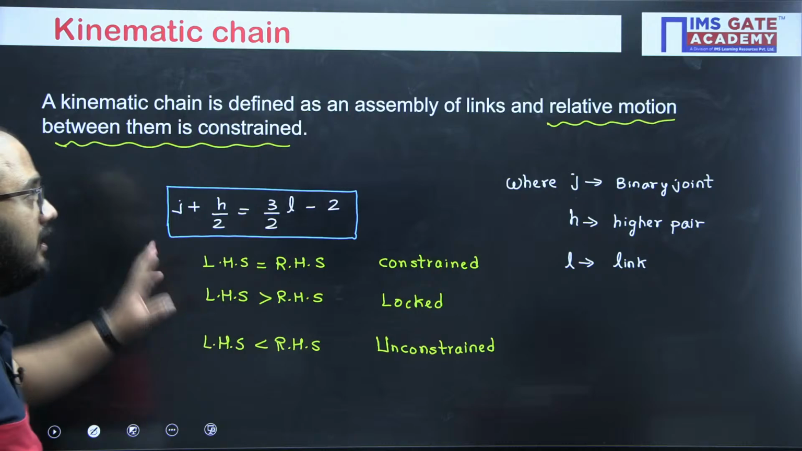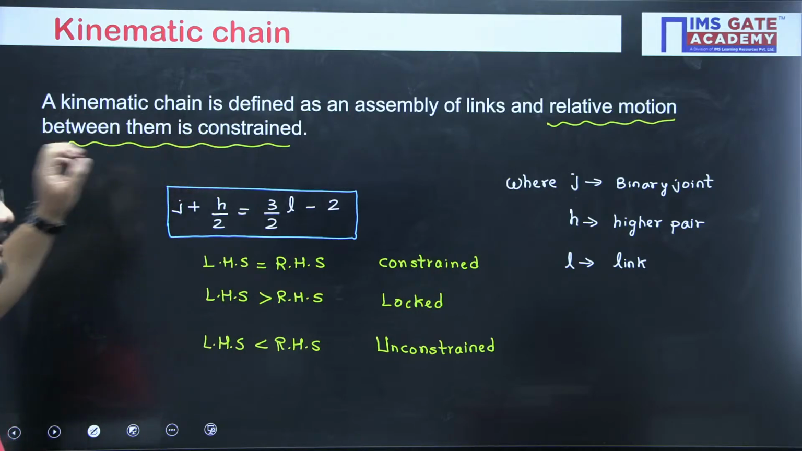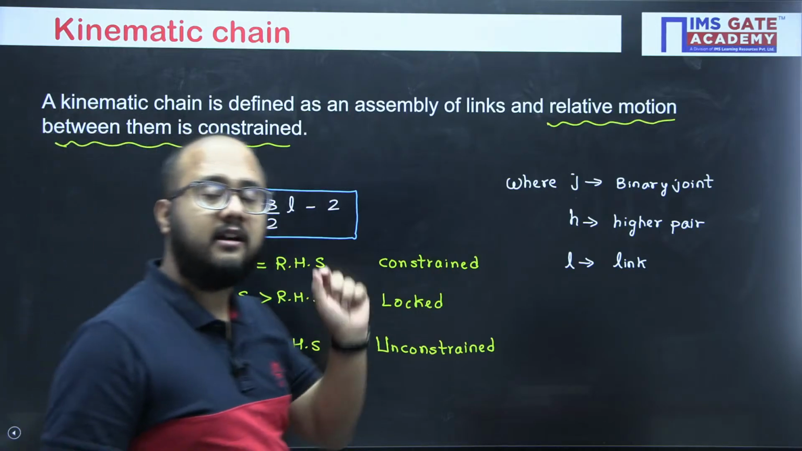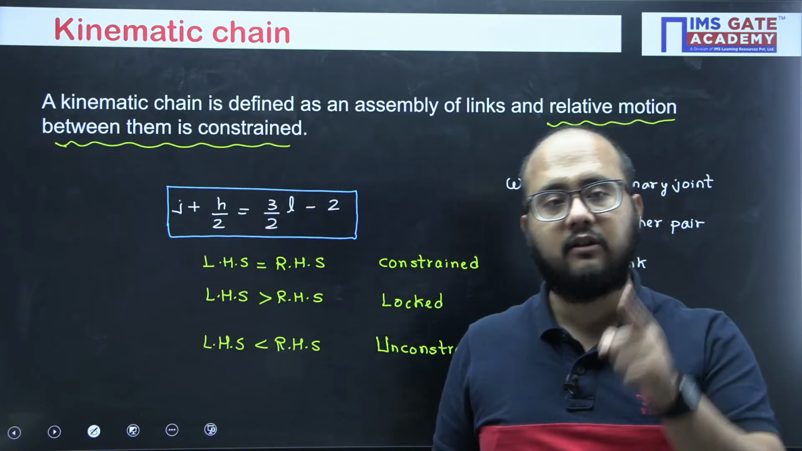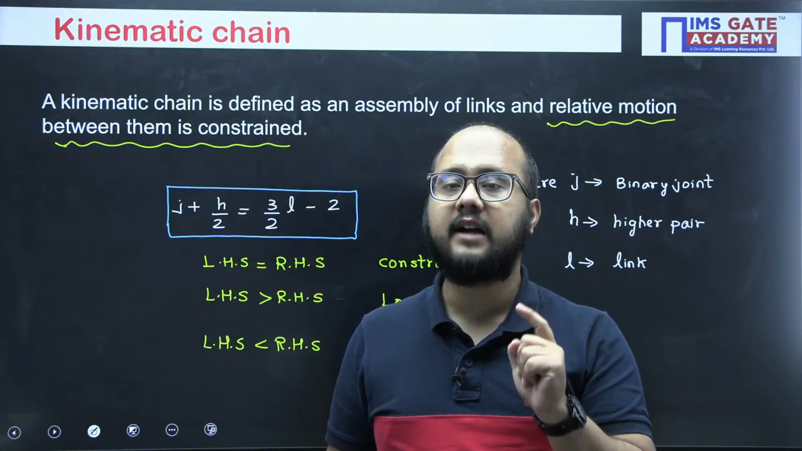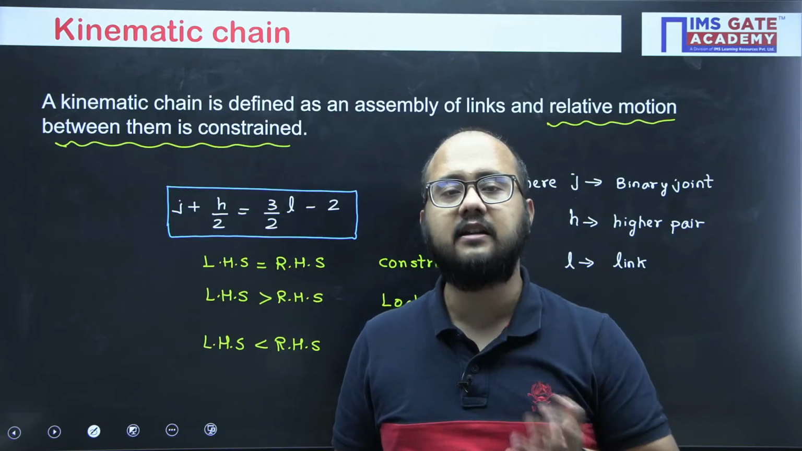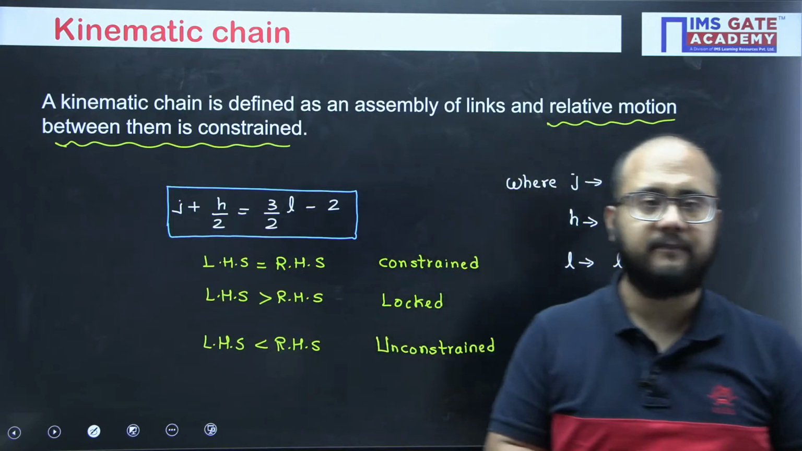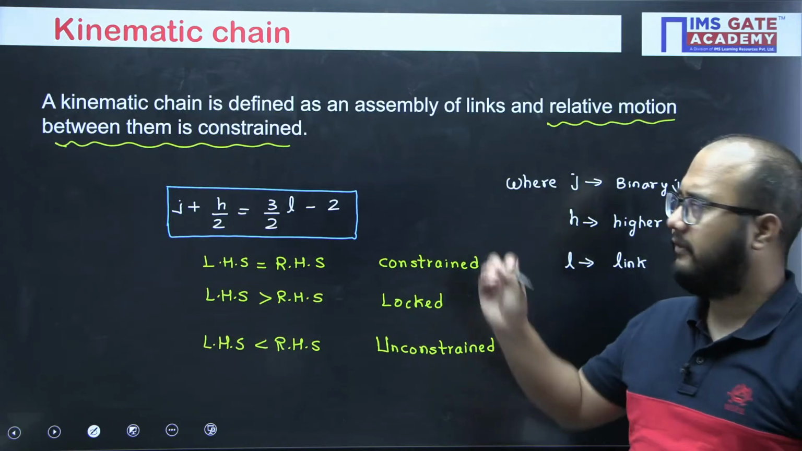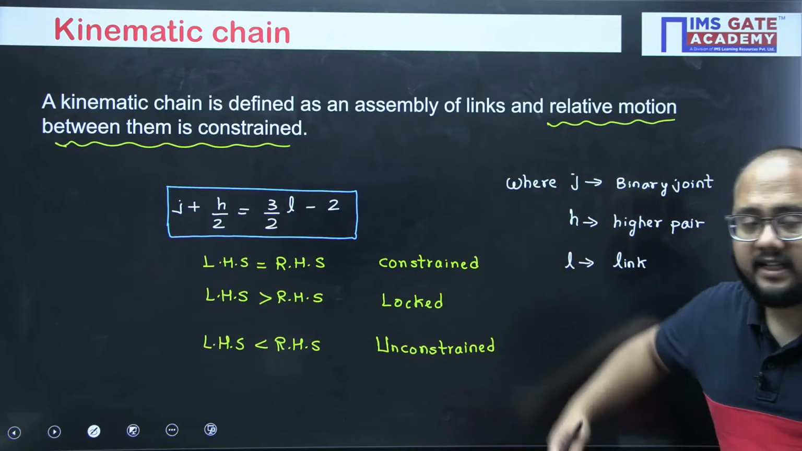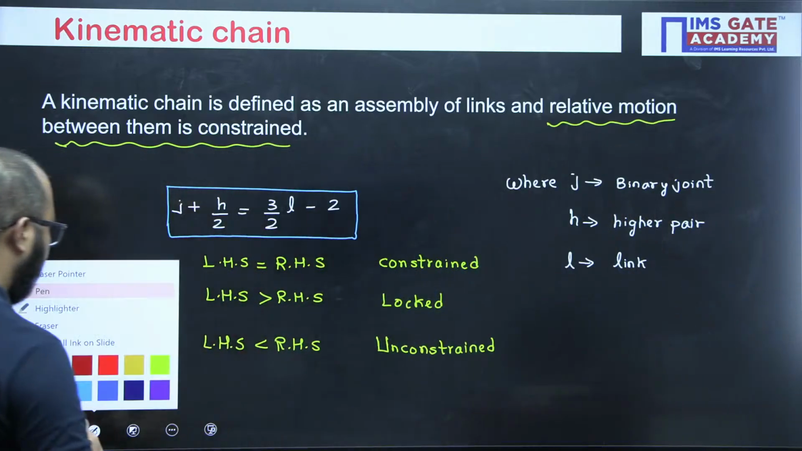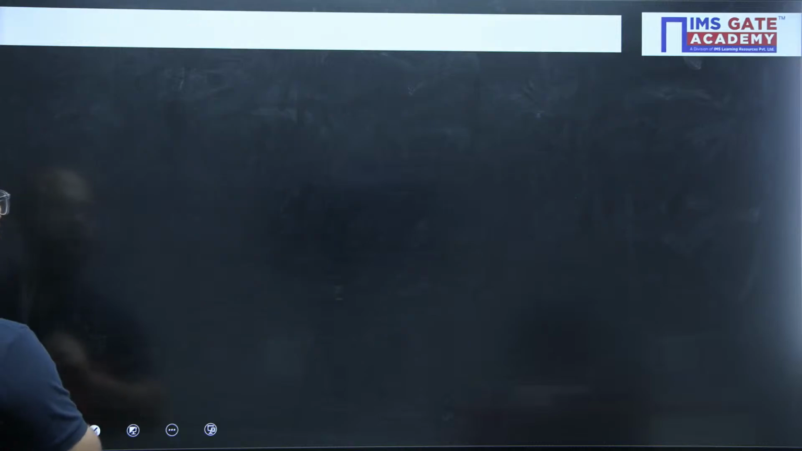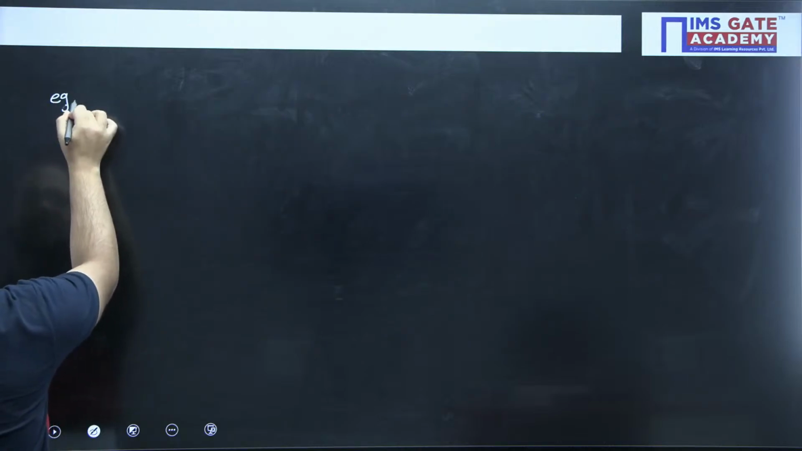Clear, everyone? So a kinematic chain is nothing but an assembly of links, and the relative motion between the links has to be constrained; then only it is considered a kinematic chain. Otherwise, we can't say it is a constrained kinematic chain. Is it clear, everyone? Very basic thing. So let us see some examples also, and we will apply this relation. Next, suppose I take any one example.